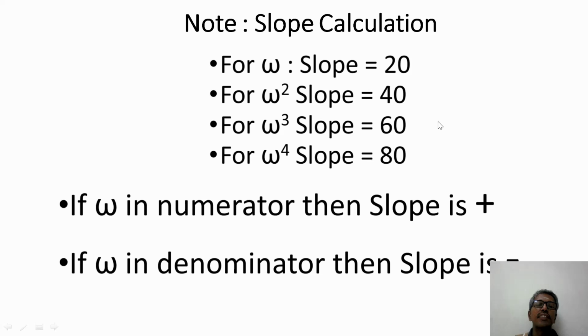So next step, you have to note that if you are finding slope, for omega the slope value is 20, for omega square it will be 40, omega cube it will be 60, in case of omega to the power 4 it will be 80, multiples of 20. If omega is in the numerator, then slope is positive. If omega is in the denominator, the slope is negative.